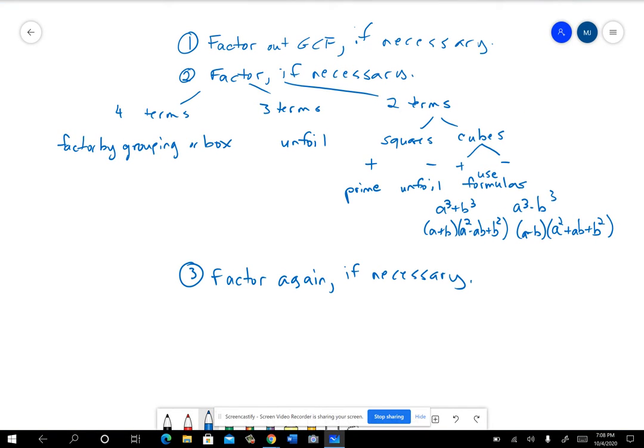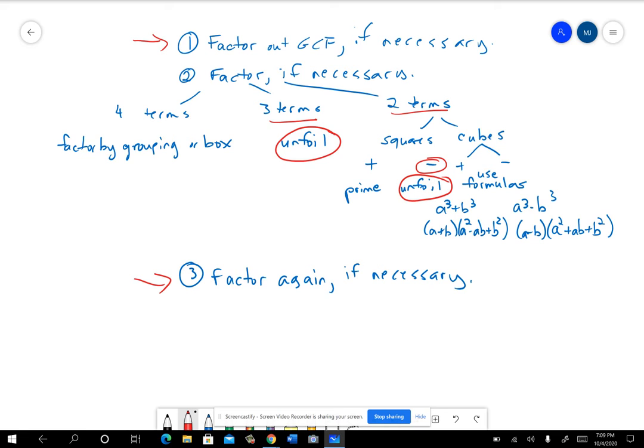All right. You've been working on factoring by unfoiling. That's this right here. Primarily when there's three terms, but also when there's two terms that are a difference of squares, you unfoil. So that was the first homework. You've also been working on the second homework, which was to factor out the GCF if necessary and to make sure you factored again if it was necessary.